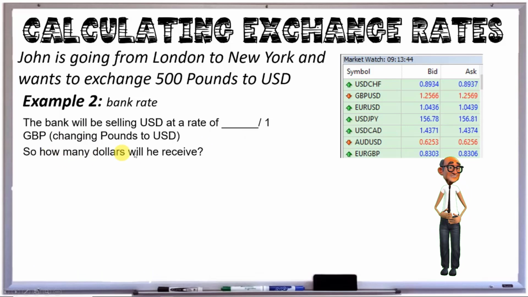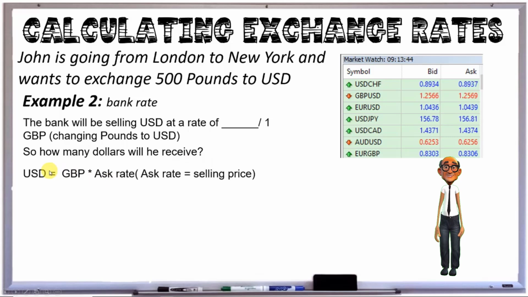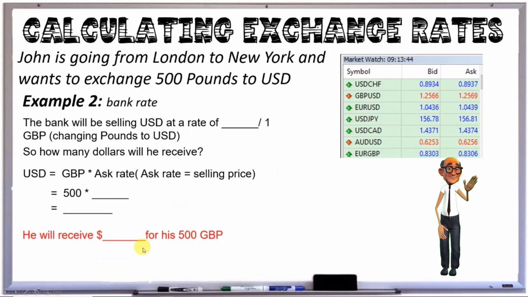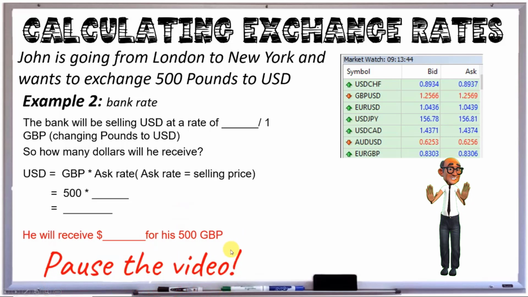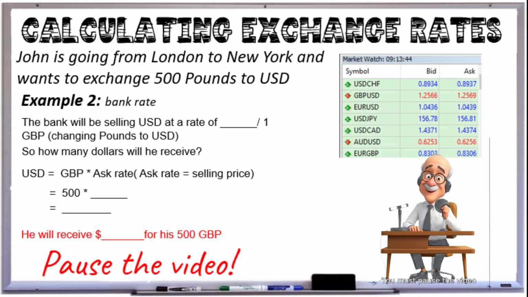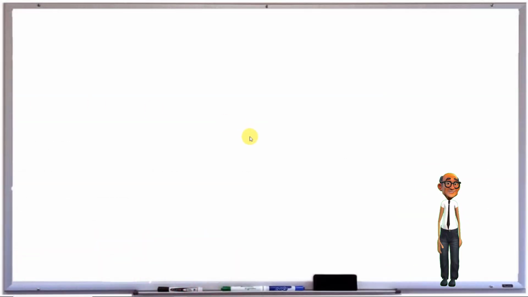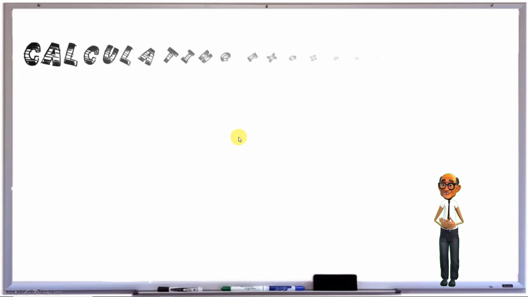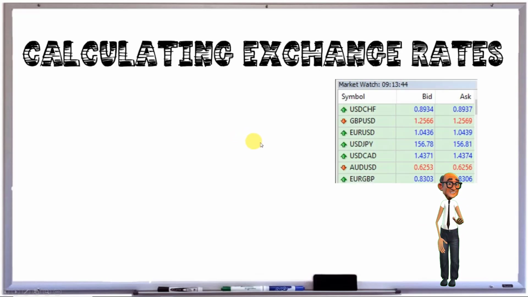So how many dollars will he receive? Here it is, the formula for how to do it. And of course, you can just fill it in over there and calculate it out and give us the correct answer. So at this point, guys, please pause the video, do your calculations, and once you have done it, we will have a look and see if you have done it correctly. Hey, you must pause the video. Okay, it is time for us to have a look at your solution, of course, right? And yeah, we've got it all.